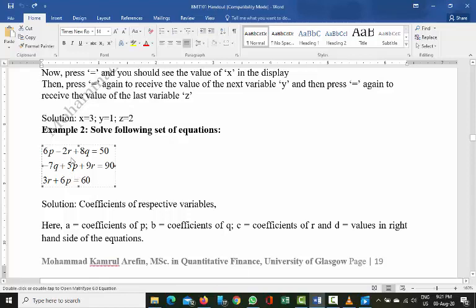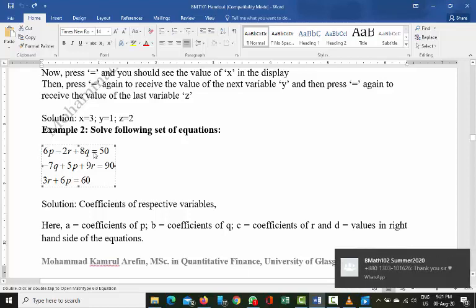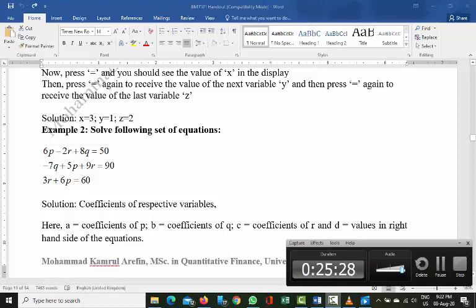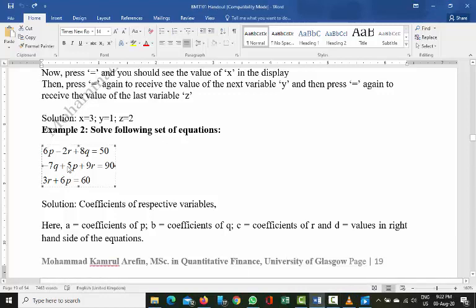So here we have three variables p, q and r. Now we will solve this set of equations. In this set of equations we have three variables p, q and r.